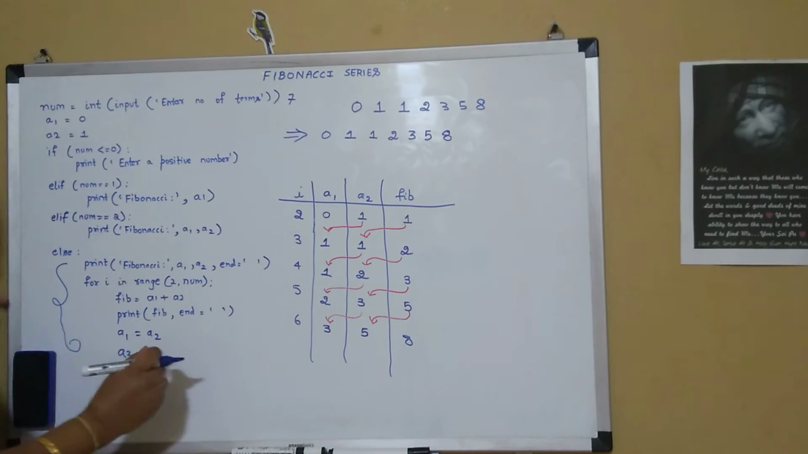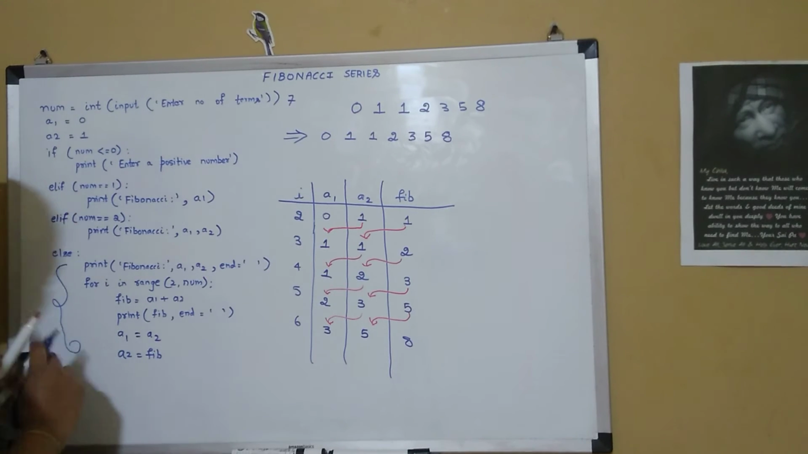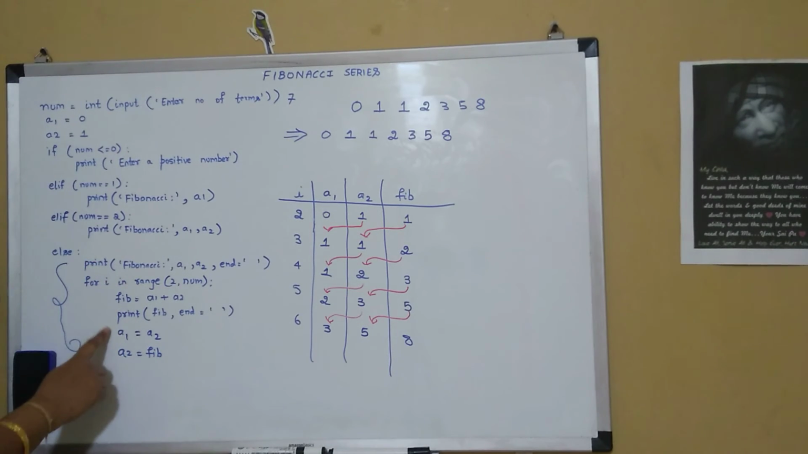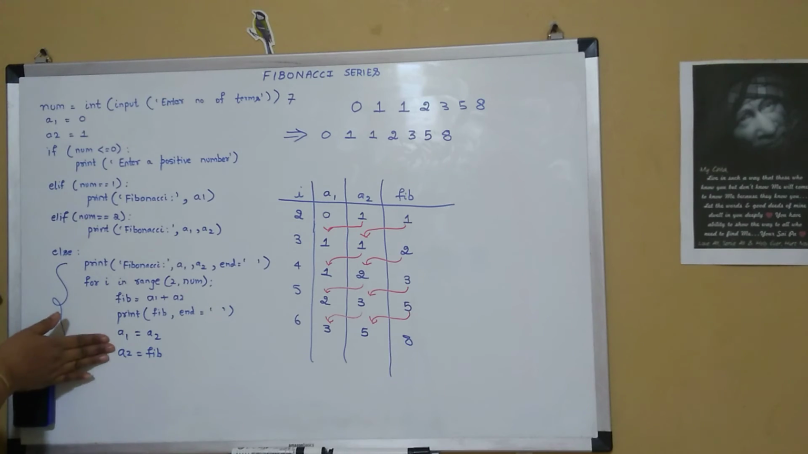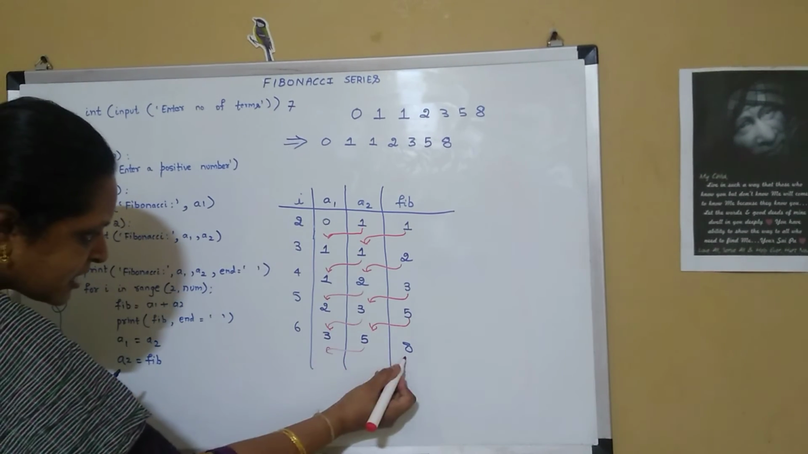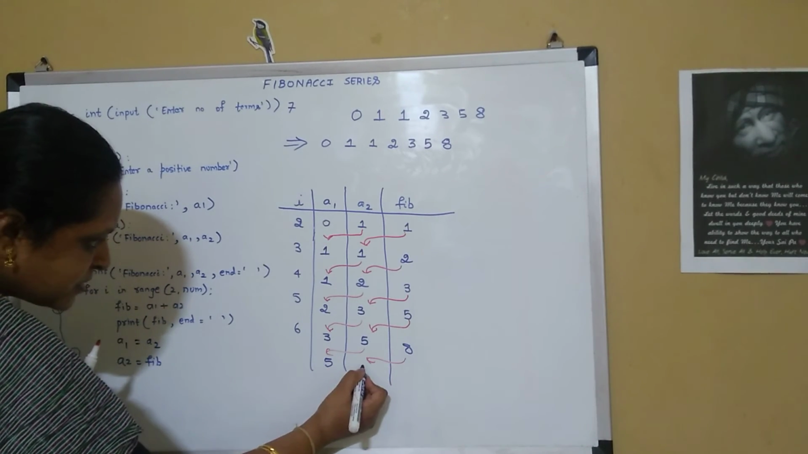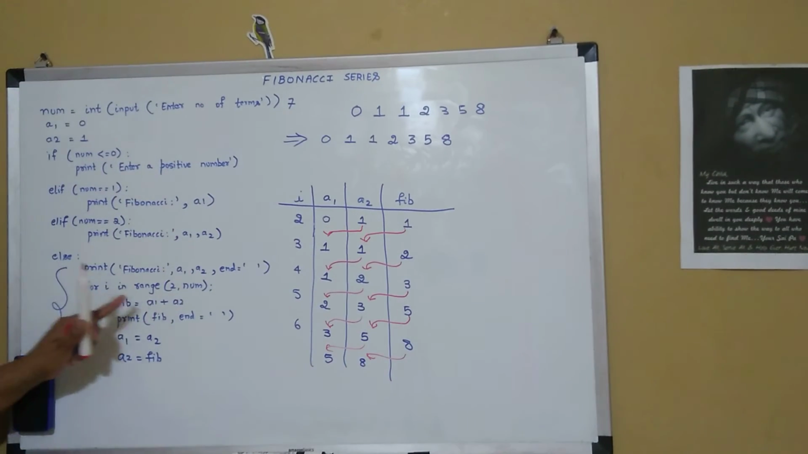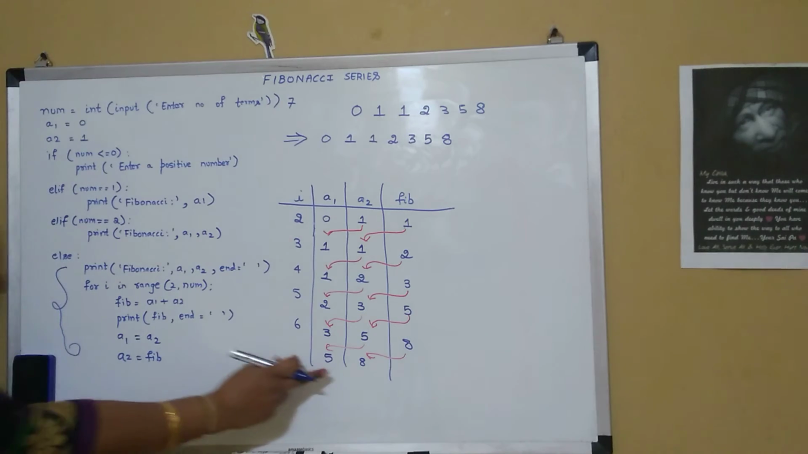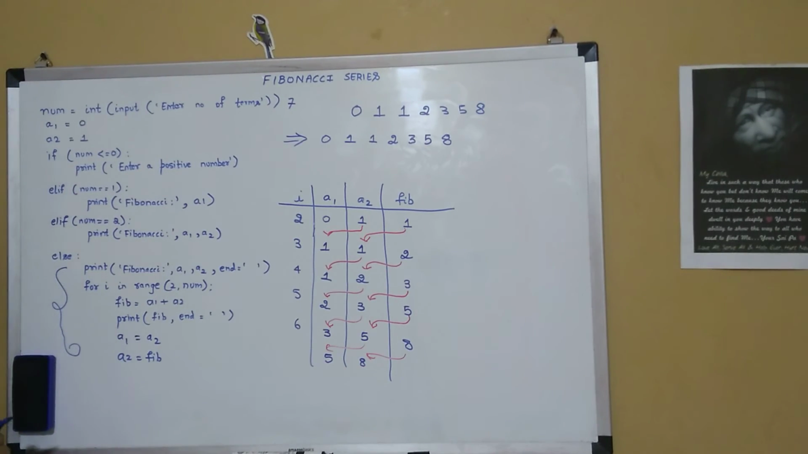And again A1 becomes A2, A2 is equal to fib. But this is not necessary in the last case. But anyway, it will perform. So A1 becomes 5 and A2 becomes 8. But my loop has already ended. So it does not perform this calculation. So it ends over here.